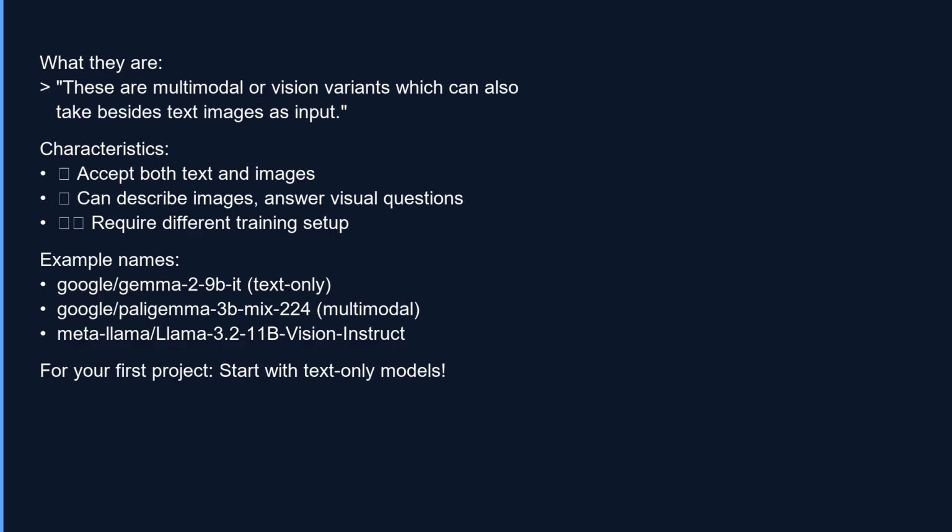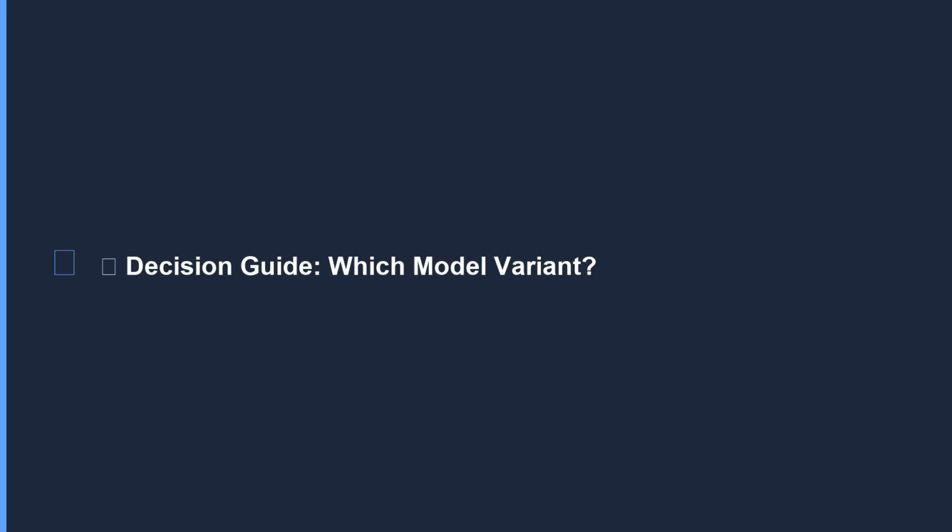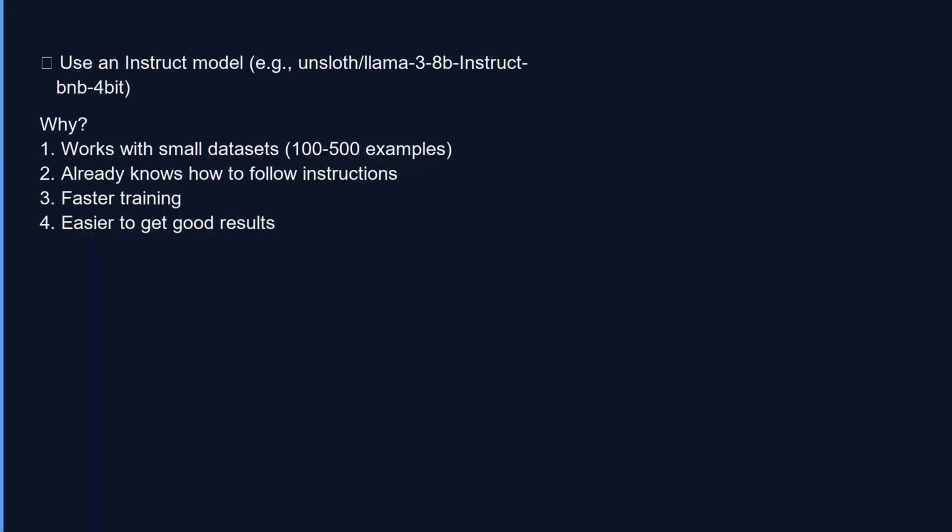For your first project, start with text-only models. Use an instruct model, e.g., Unsloth, Llama 3 8B Instruct BNB 4-bit. Why? 1. Works with small datasets, 100 to 500 examples. 2. Already knows how to follow instructions. 3. Faster training. 4. Easier to get good results.